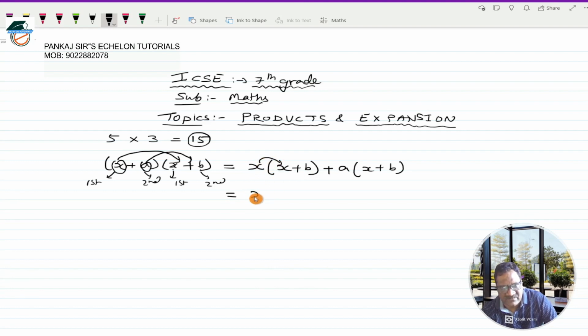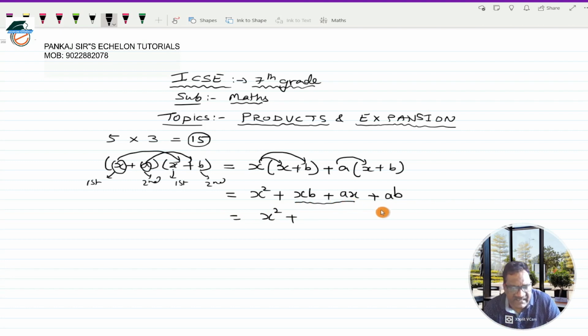x into x will be x square, then there's a plus sign over here, so put a plus sign, and then x into b will be xb. Then coming to this, plus a into x will be plus ax again, and plus into plus is plus, and a into b is ab. So your answer will be x square plus, now here you can see it is xb plus ax.